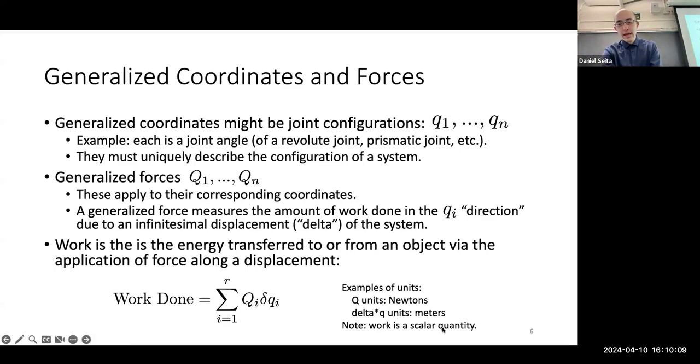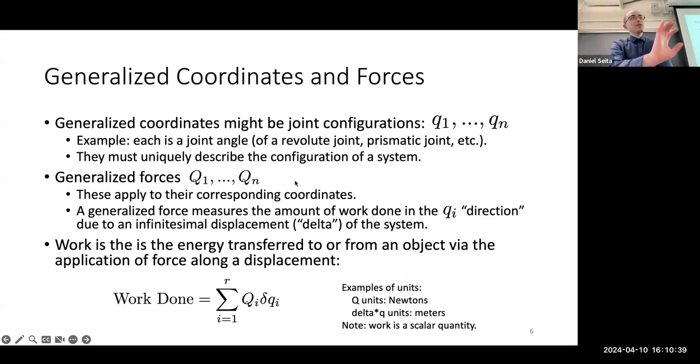So if you have a prismatic joint, then that means you have some joint, and there's something in meters that describes the location of one with respect to another one, and as the meters go up, the link gets farther and farther away from the parent link. Then your delta Q would be in meters, and then your Q unit would be in Newtons.